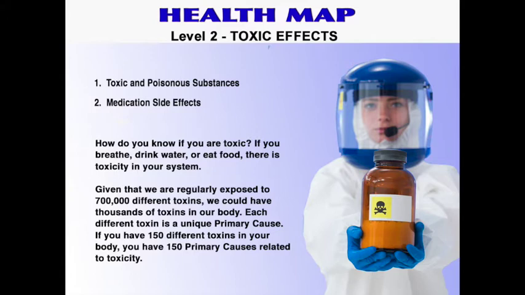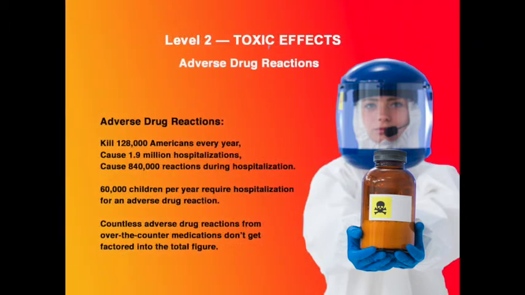One primary cause, toxicity, often leads to toxic effects, which is level 2 in the health map. The words toxin and poison refer to slightly different issues, but both refer to substances that can harm us in a variety of different ways. Toxic effects in the health map refers to two main issues. First, toxic and poisonous substances, and second, medication side effects. A medication is created to treat a specific symptom, illness, or biochemical abnormality. A medication side effect is an unintended toxic problem that is not related to the specific goal of the medication.